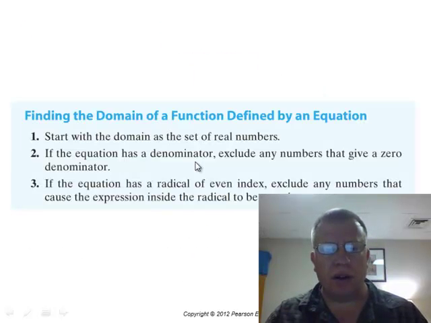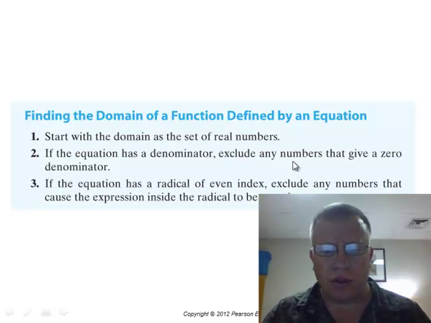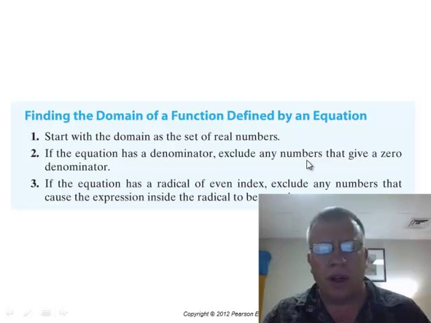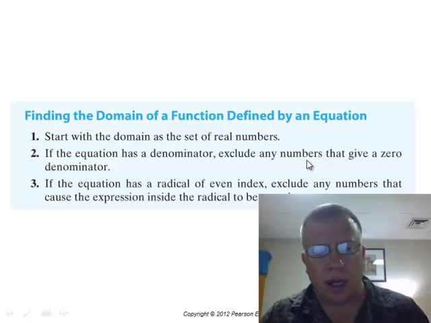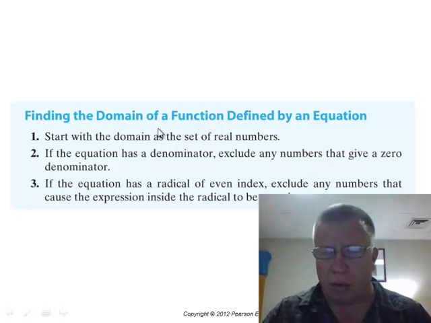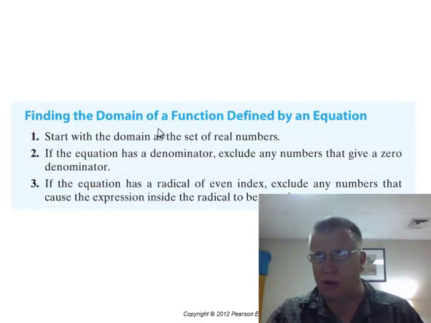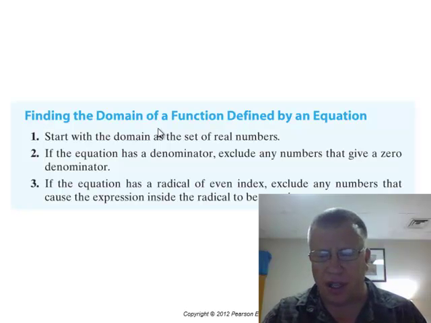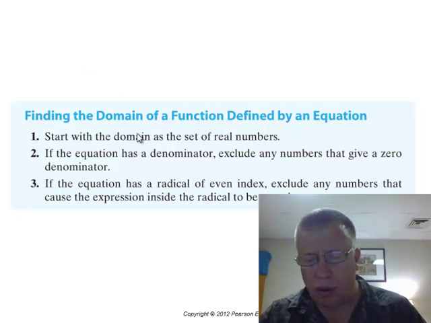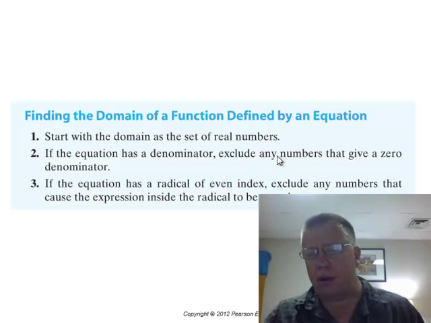All right, moving along here. So, finding the domain of a function. You start with the set of real numbers, exclude any numbers which would make the denominator equal to 0, and exclude any numbers which would make the radicand of a radical, that is a square root or a fourth root or any index that is even, negative. So any values of x which would make that radicand negative.